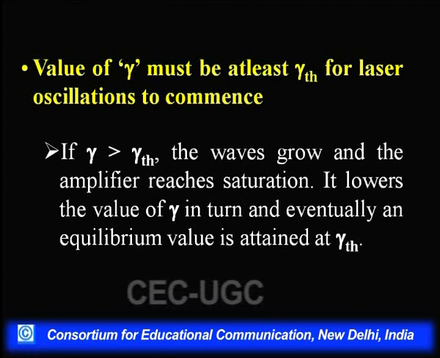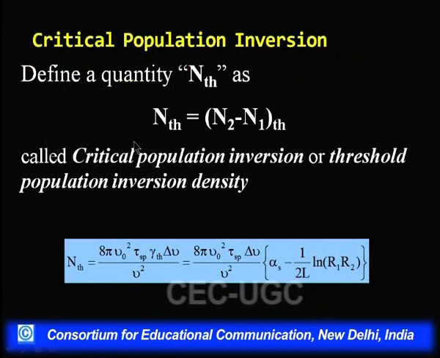It means the value must be greater than that of the threshold value. The amplification must be greater than the threshold amplification. Now, the critical population inversion defines a quantity NTH.